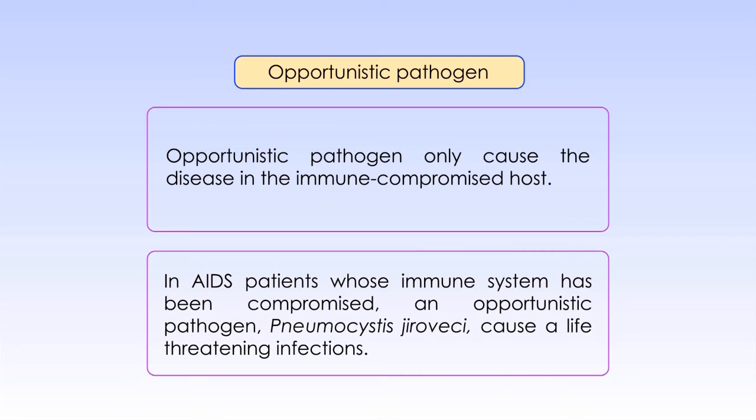In AIDS patients whose immune system has been compromised, an opportunistic pathogen, Pneumocystis jirovecii, causes life-threatening infections. Some microbes may even enter a latent state during infection, where the organism cannot be found by culture. For example, herpes virus can enter the peripheral nerves and remain dormant for years. Then suddenly, it emerges to cause cold sores.